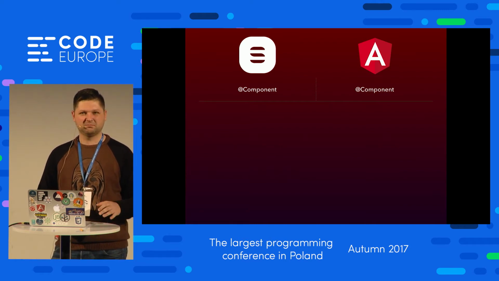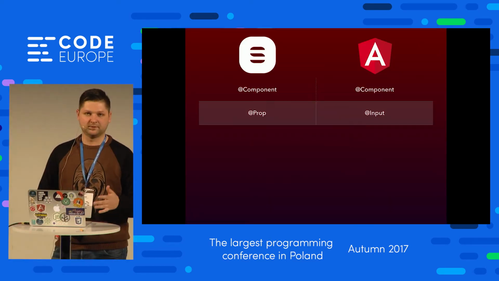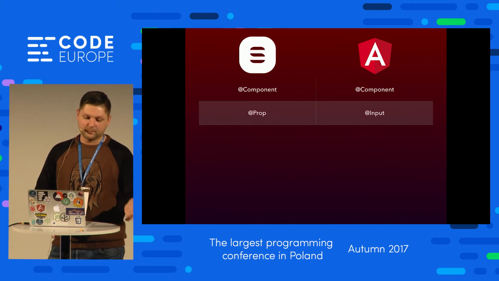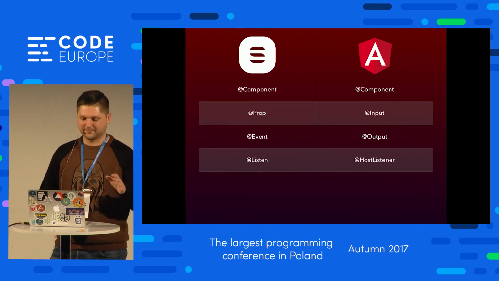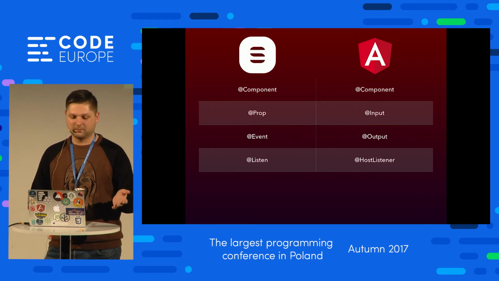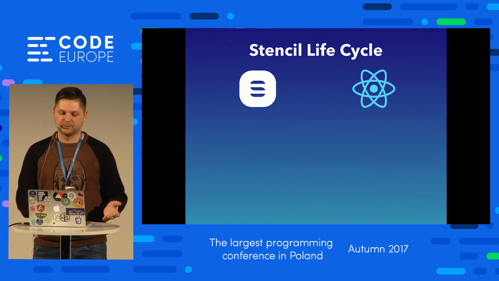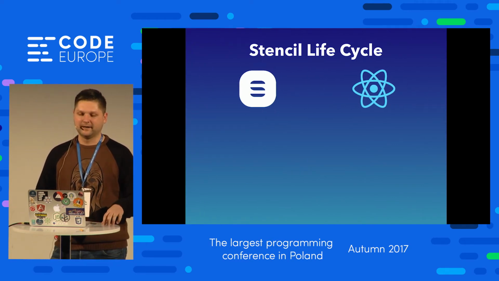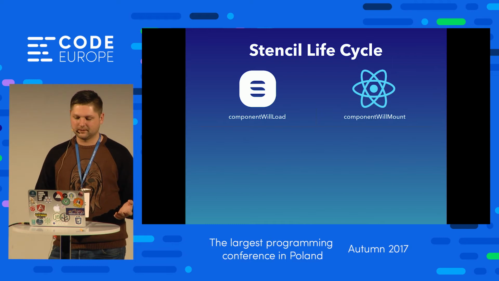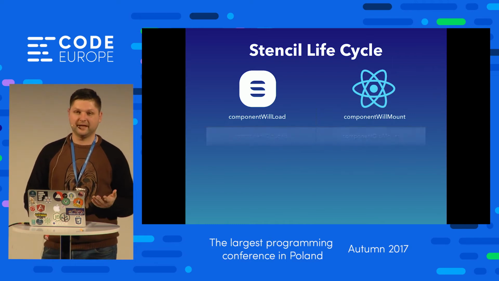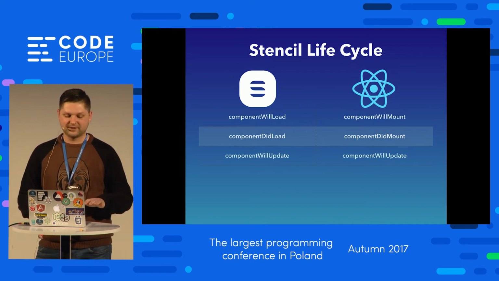So it pretty much looks like something else. And really it is. For example, if you look at decorators, we have the same or analogous decorators in Angular. Component is the Angular component, properties are like Angular inputs, event is like Angular outputs, listen is like host listener or declarative listening in templates, element is like element ref. But when we're talking about lifecycle hooks, it's more similar to React, and they are pretty much the same as each other.